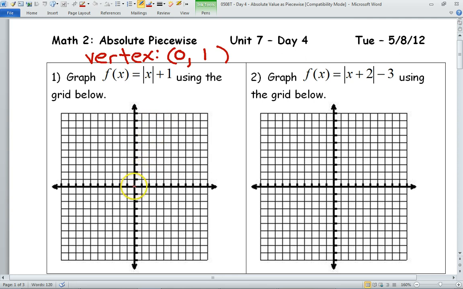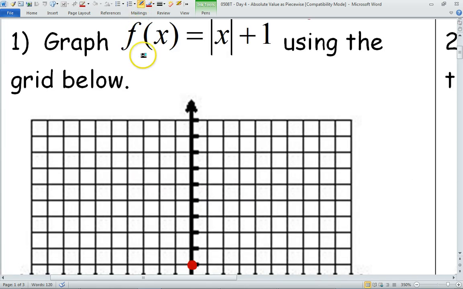So I can go ahead and graph the vertex. There's 0, there's 1, so my first dot is going to be right there. Now that I've got the vertex, it's time to decide how to make additional points from here. How will I make additional points from here?